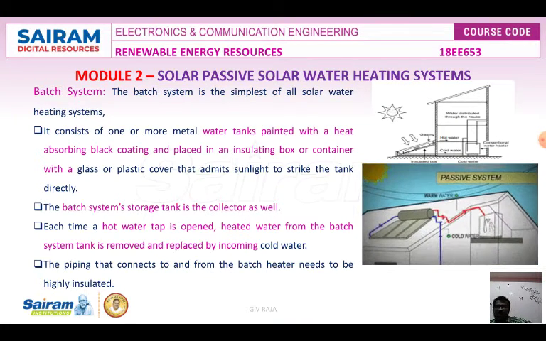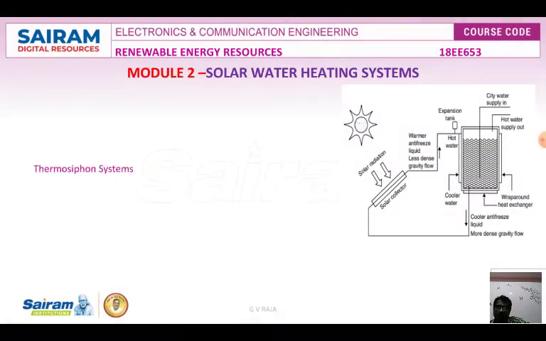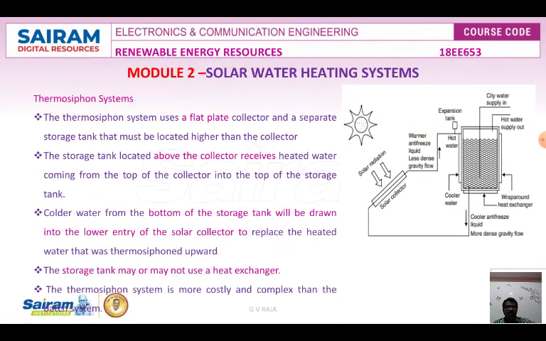The second method is a thermosiphon system. In the thermosiphon system, there is an expansion tank. The thermosiphon uses flat plate collectors and a separate storage tank that must be located higher than the collector. The collector is similar to those used in the active system. If the tank is higher, then the water flow will be very fast.